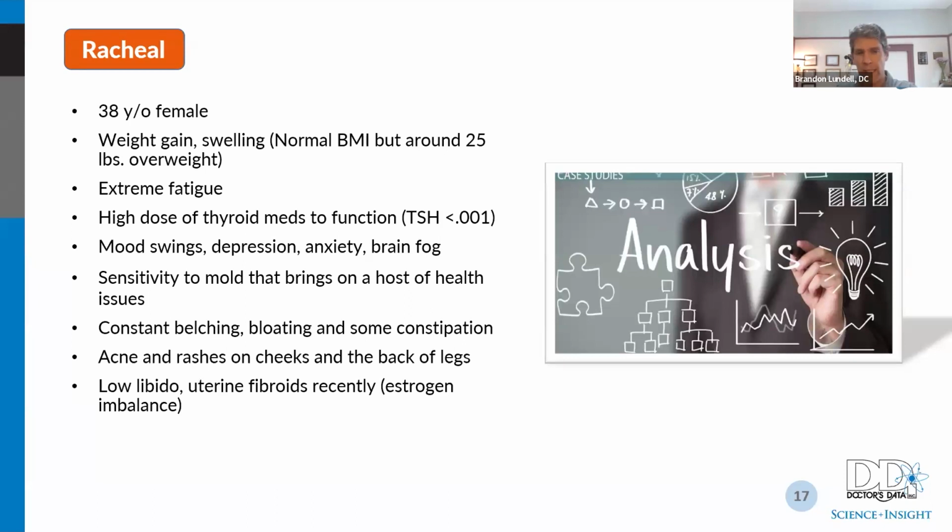Mood swings, depression, anxiety, brain fog. Does this sound familiar? A lot of our patients complain of this. This is what we treat on a daily basis.